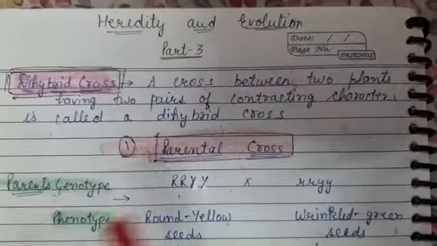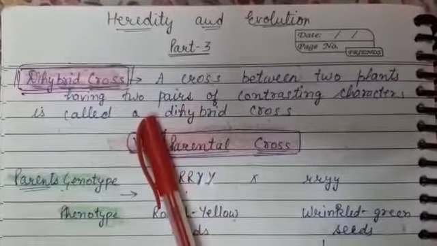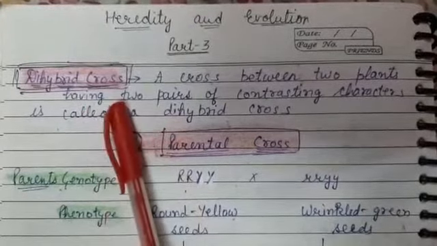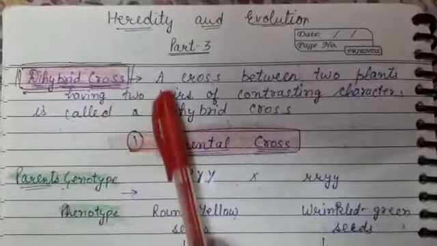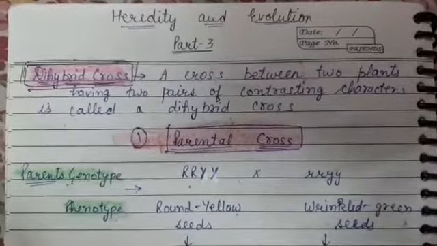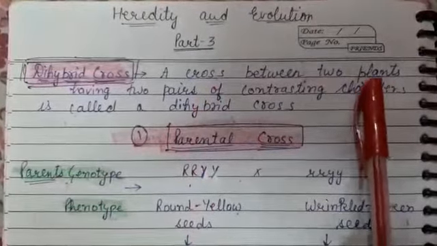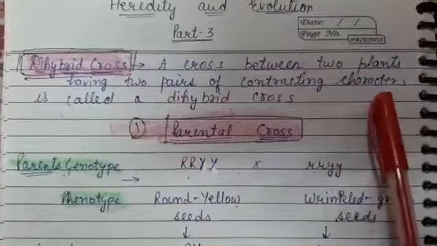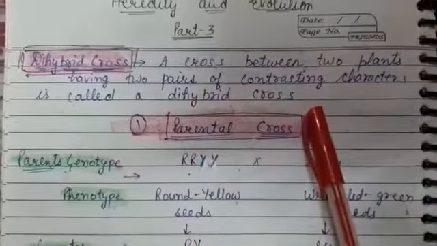Hello students, in our previous class we studied about monohybrid cross, but in this class we will study about dihybrid cross. So first question is, what is dihybrid cross? A cross in which two characters are studied simultaneously. Okay, a cross between two organisms or two plants or animals having two pairs of contrasting traits, that cross is called dihybrid cross.